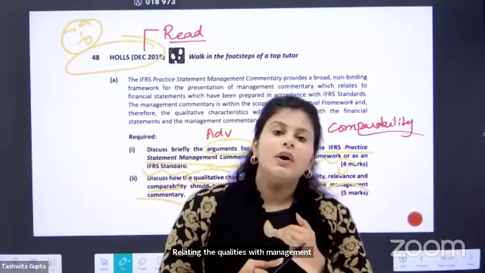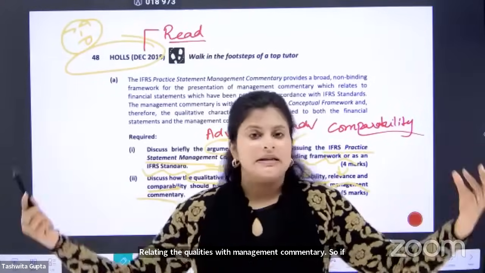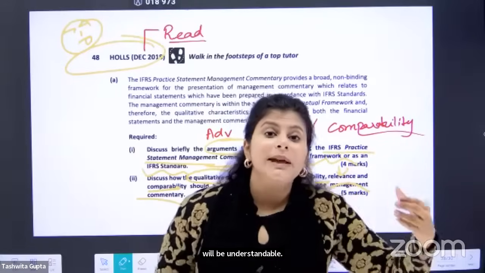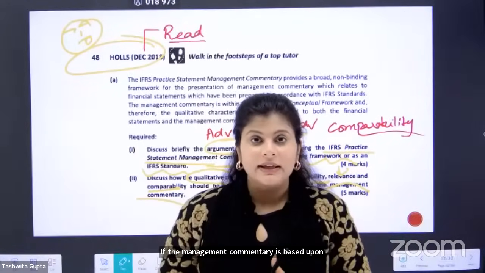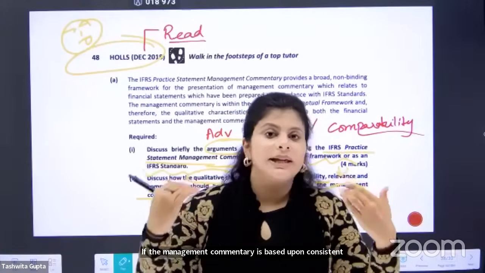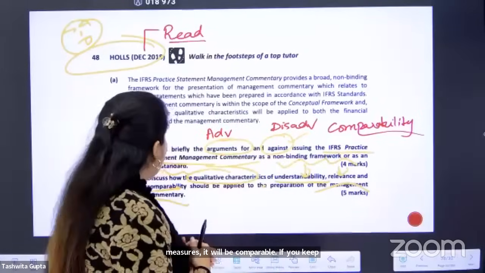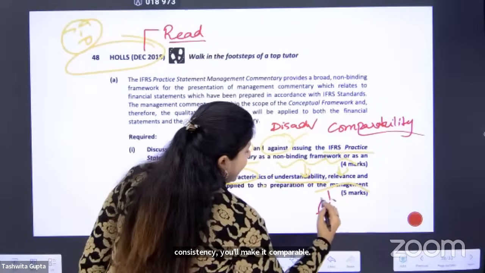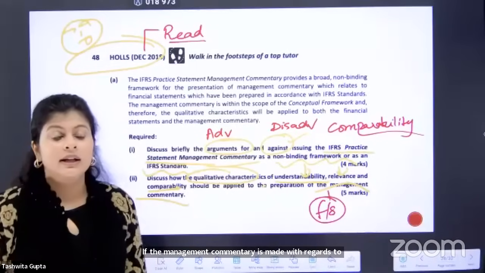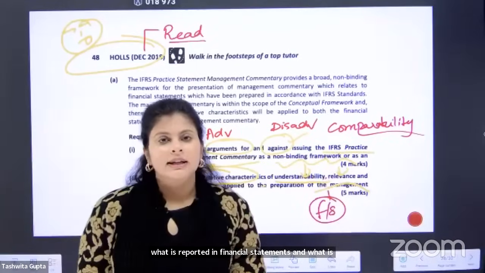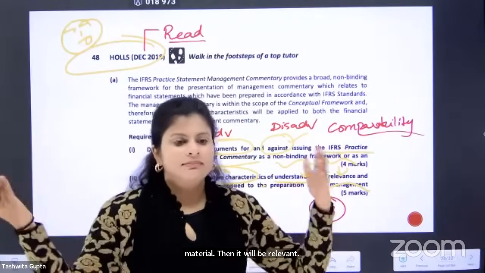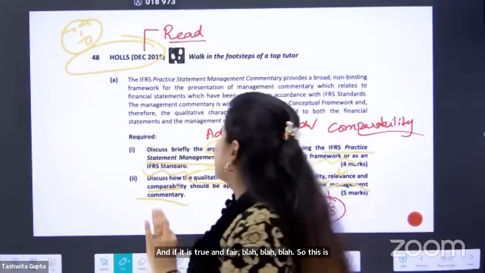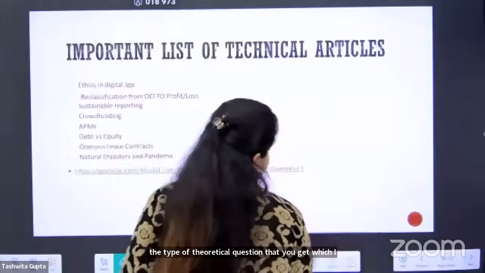So if the management commentary will be in easy language, it will be understandable. If the management commentary is based upon consistent measures, it will be comparable. If you keep consistency, you'll make it comparable. If the management commentary is made with regards to what is reported in financial statements and what is material, then it will be relevant. And if it is true and fair, and so on. So this is the type of theoretical question that you get, which I call a bouncer question.